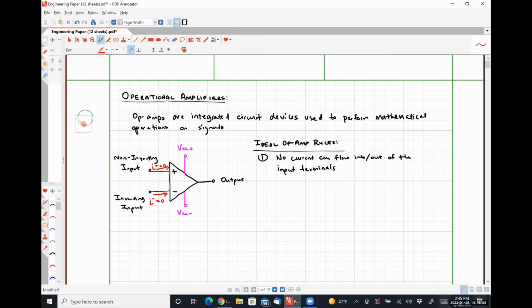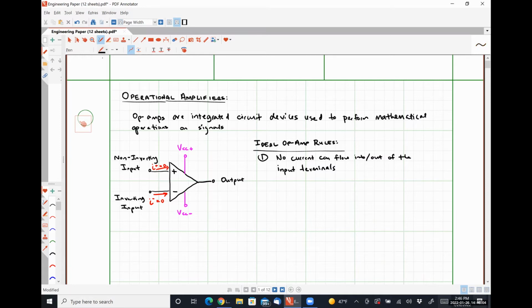This is because the internal input resistance of an operational amplifier is usually on the order of a few mega ohms, so 10 to the 6 ohms, all the way up to a few tera ohms, or 10 to the 12 ohms. So the resistance that we would see looking in, the Thevenin equivalent resistance that we would see looking into this device through those two input terminals is enormous compared to most resistors we would ever actually use in an OpAmp circuit. So no current flows into or out of the input terminals.